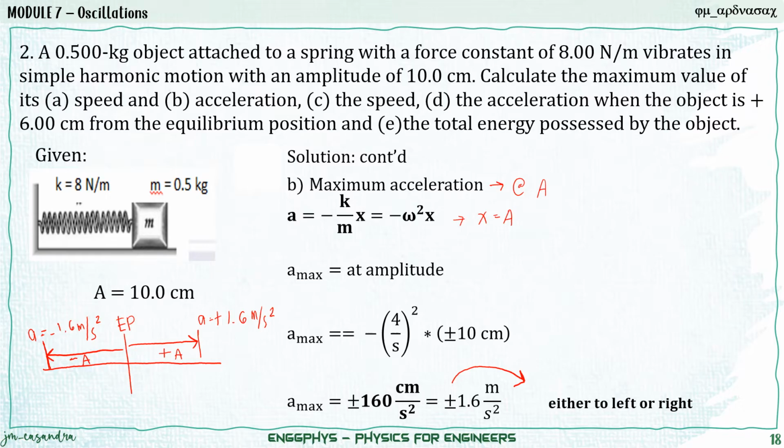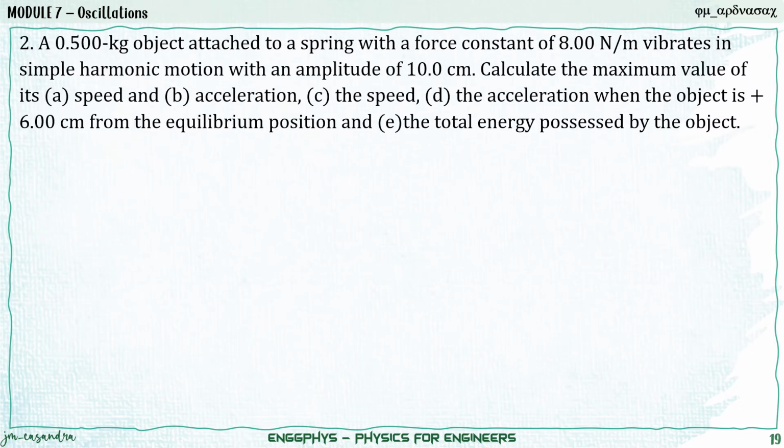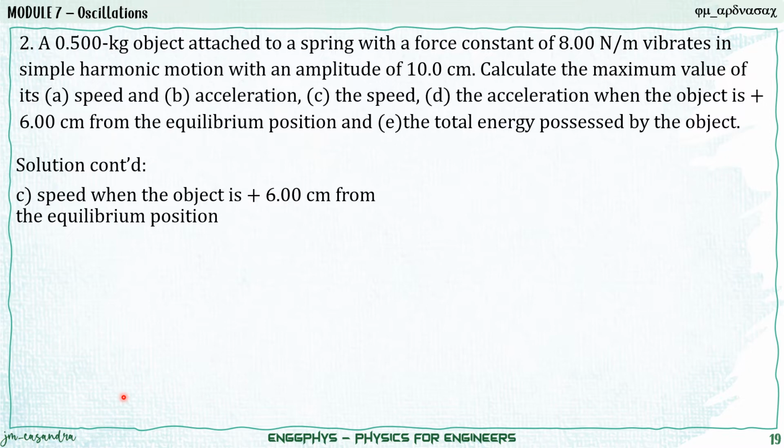Okay, let's move to the next question. What is the speed when the object is at a displacement of positive 6 centimeters from the equilibrium position? For this, we'll just be using our general equation of the speed, or our instantaneous speed at any point. When the object is at a displacement of 6 centimeters, this one is our x value.